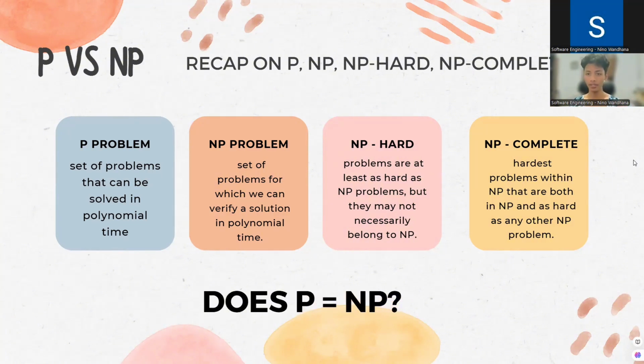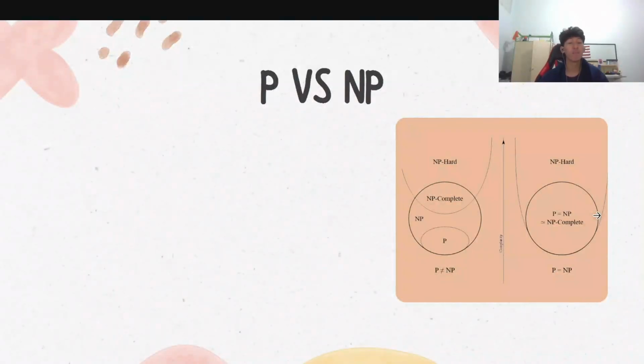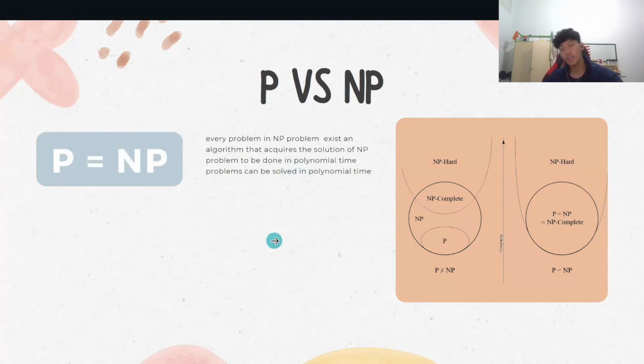So if P equals NP, then every problem for which we can verify solutions efficiently could also be solved efficiently. The P versus NP problem, or argument whether P equals NP or P does not equal NP, is essentially asking: can every problem that can be verified quickly, or in polynomial time, also be solved quickly, or in polynomial time? Let's see if P equals NP.